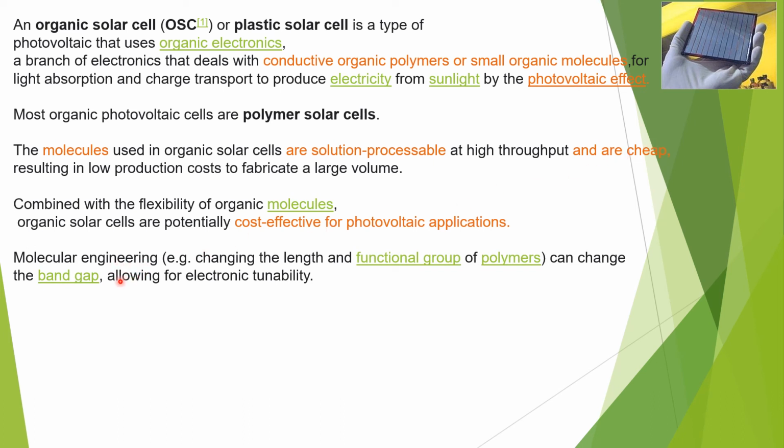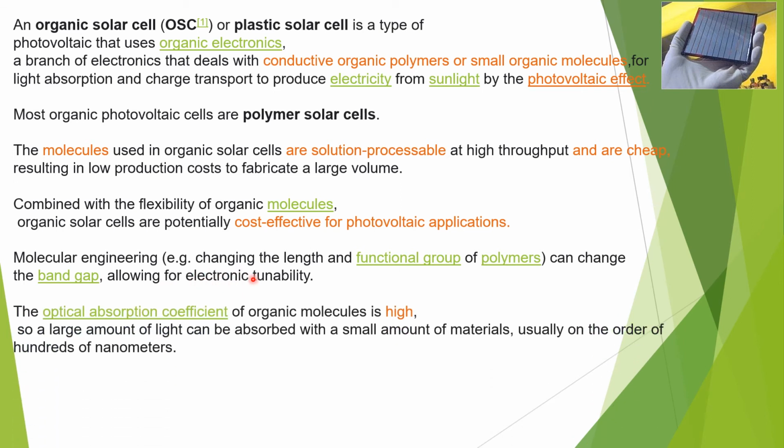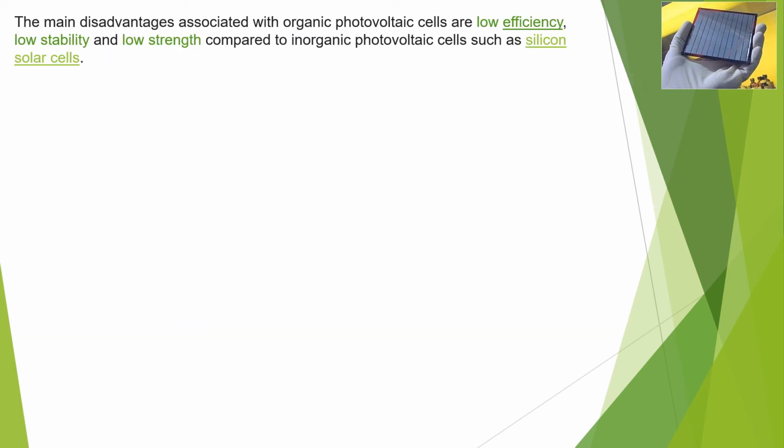Then molecular engineering can change the band gap, allowing for electronic tunability. As you go on changing the functional groups of polymers, they will change the band gap and you can tune the electronic frequency. The optical absorption coefficient of organic molecules is also very high. So a large amount of light can be absorbed with a small amount of material, usually of the order of hundreds of nanometers. The main disadvantages associated with organic photovoltaic cells are that they have low efficiency, low stability and low strength compared to the inorganic photovoltaic cells, which are the silicon solar cells.